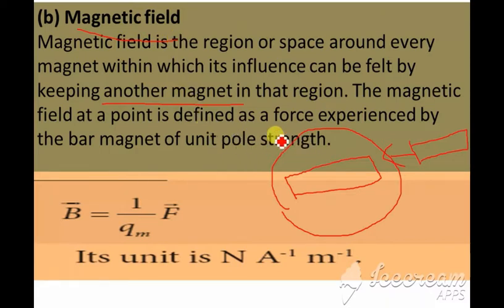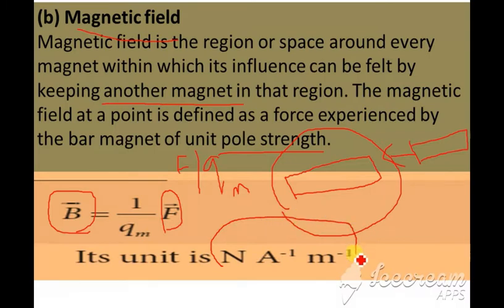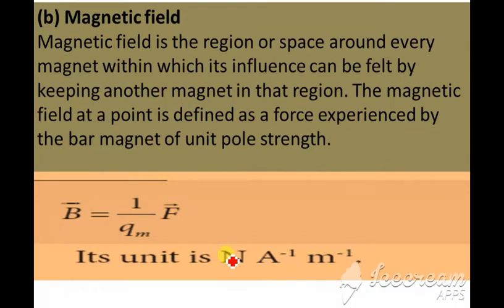The magnetic field is defined as the force experienced by a unit pole strength. As you know, the pole strength is represented by the letter Qm. So the force divided by the pole strength, F divided by Qm, gives your magnetic field. Instead of F by Qm, we write 1 by Qm separately and F separately. The unit of magnetic field is N A power minus 1 m power minus 1. Yes, clear with this magnetic field?